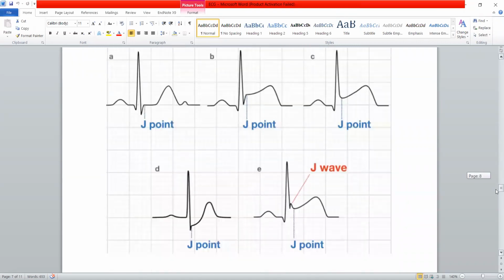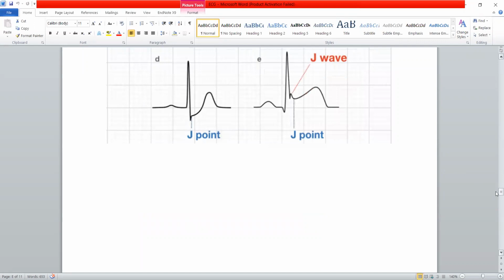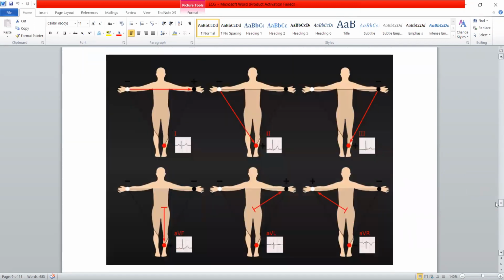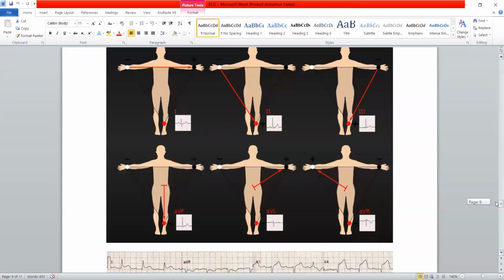Bipolar leads have two electrodes, one positive electrode and one negative electrode. And unipolar leads have only one electrode, the positive one. So that's why they are called unipolar limb leads and bipolar limb leads. So now we are doing unipolar limb leads. There are three unipolar limb leads, AVF, AVL, and AVR.